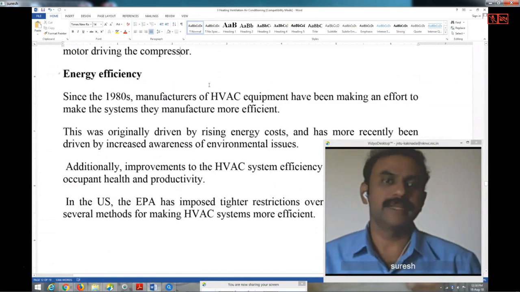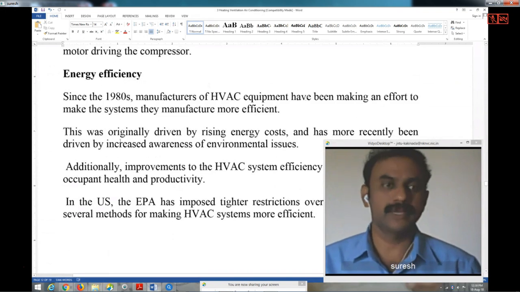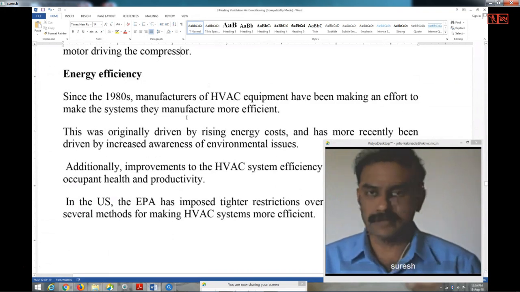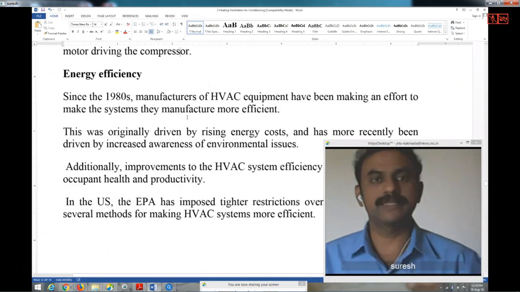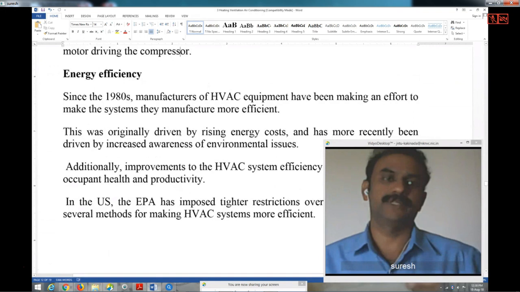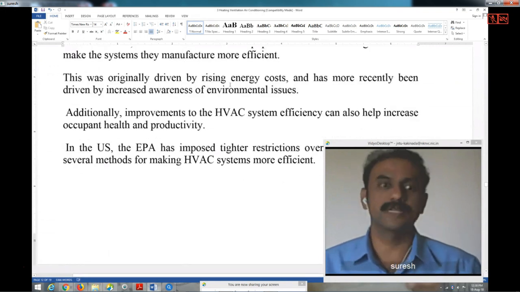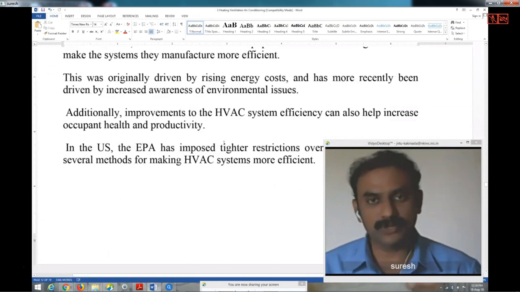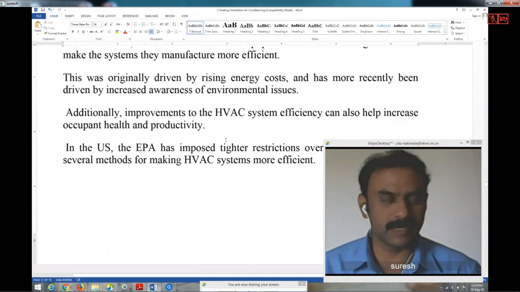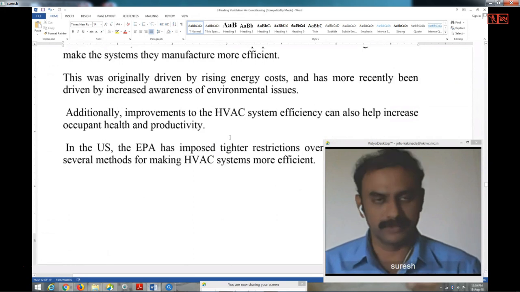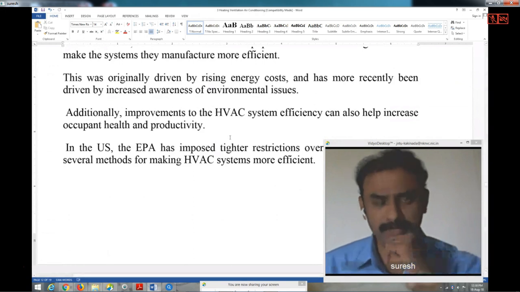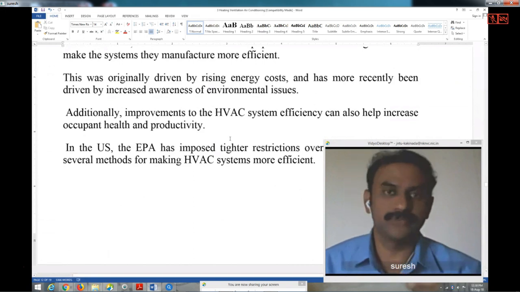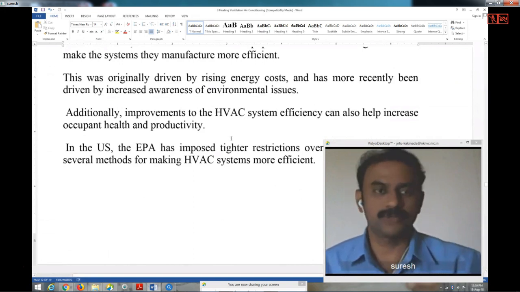In the 1980s, the manufacturers of heating, ventilation and air conditioning systems developed and improved the systems, and they took some steps to make the systems more efficient. This was originally driven by rising energy costs and has more recently been driven by increased awareness of environmental issues. So in order to reduce the total amount of money involved in operating these centralized or individual HVAC systems, here we are trying to reduce the total energy consumed. Some more efforts were made in order to reduce the total energy consumption.